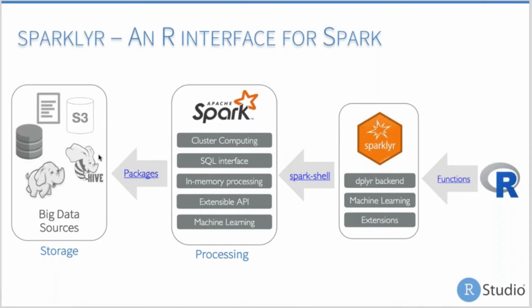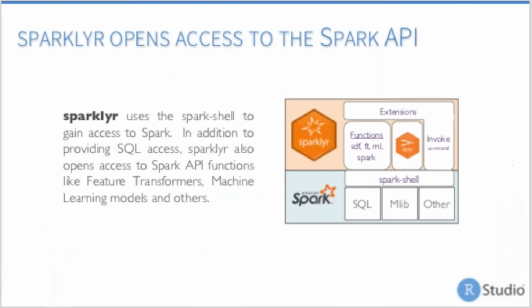So we mentioned that Spark accesses the big data sources via packages, and then SparklyR uses the Spark shell to access the Spark capabilities, and then it makes all these cool things available to R via R functions. So let's go ahead and dig deeper into this portion right here about the Spark Shell and sparklyr.